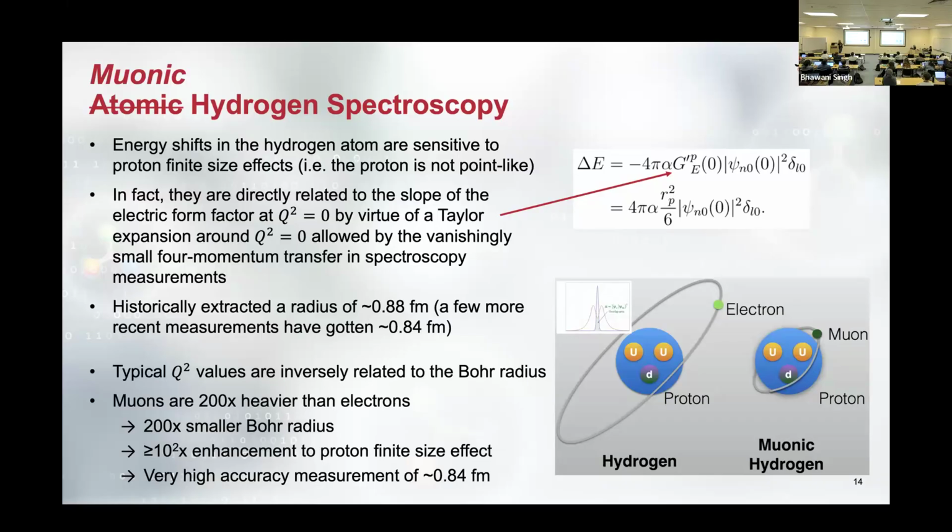But then what happens if you replace your electron in this spectroscopy measurement with a muon? Muon is 200 times heavier than your electron, so it's going to orbit a lot closer. The difference in energy between those levels is going to be way smaller. You get a much higher sensitivity to the proton finite size effects. And so you get an extraordinarily accurate measurement, way more accurate than you get with the electron. And it's a cool technique that has created problems for all of us.